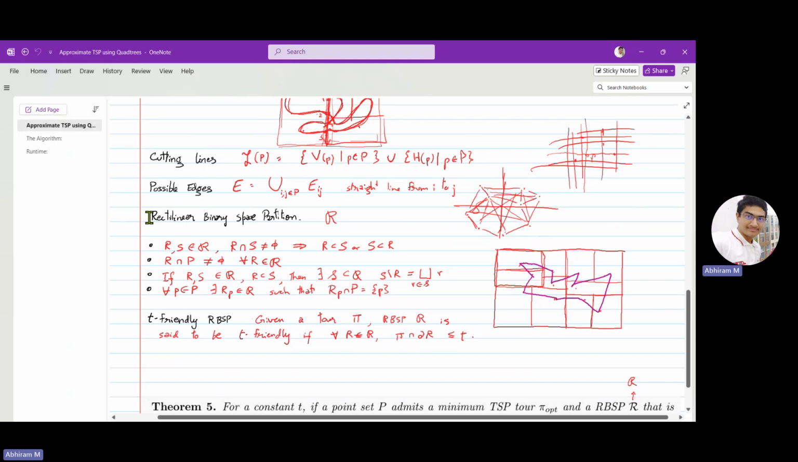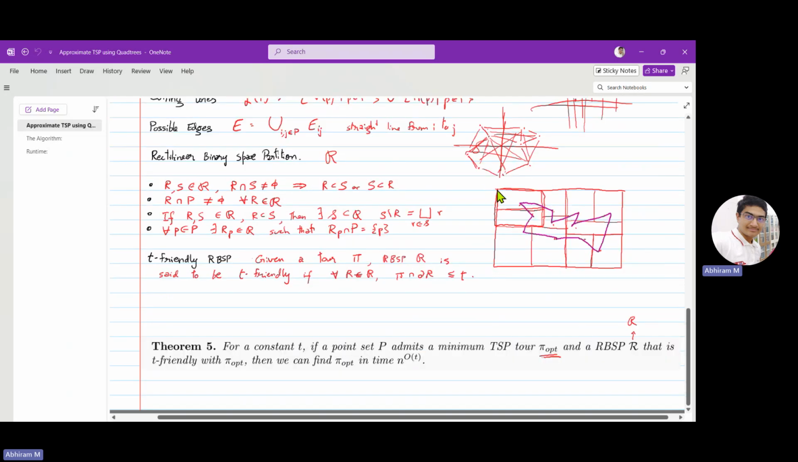Next, we define what a rectilinear binary space partition is. So the idea behind this partition is that it is a partition of the whole space by iteratively cutting bigger rectangles into smaller rectangles using only horizontal or vertical lines. And that at each step there's at least one point from the point set inside each rectangle. And so this gives us a sort of partition like this. And each intermediate rectangle is also considered to be a rectangle in script R. So we consider the smallest rectangles and each individual bigger rectangle which come from the union of these, which were there in the intermediate.